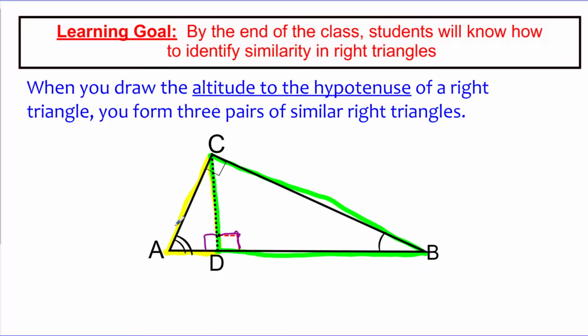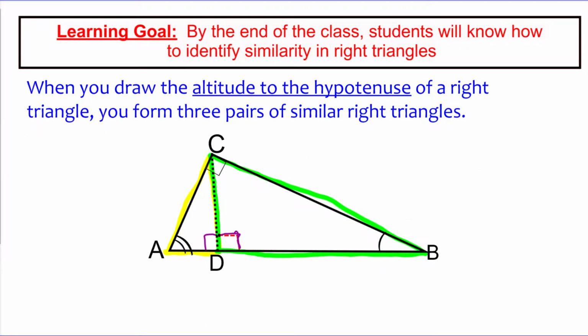If I focus now on the yellow one on the left-hand side, it also has right here a right angle, and it also has the same angle A. And so I can say two angles in the big right triangle are congruent to two angles in the left-hand yellow triangle, and so that means that they are definitely similar. And then we could use the same kind of thing to say that the big triangle and the right-hand triangle are also similar, and then we could prove that the yellow one and the green one are similar. So these are definitely three similar triangles using angle-angle.